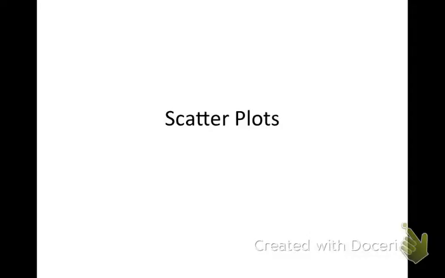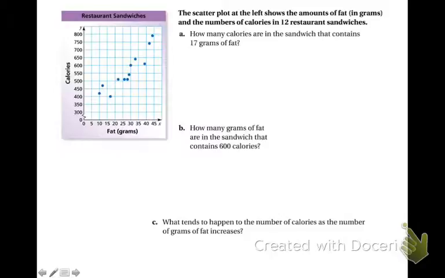All right, this is an introduction to scatter plots and correlations. So here's a scatter plot. It shows the amounts of fat in grams and the numbers of calories in 12 restaurant sandwiches. How many calories are in the sandwich that contains 12 grams of fat?